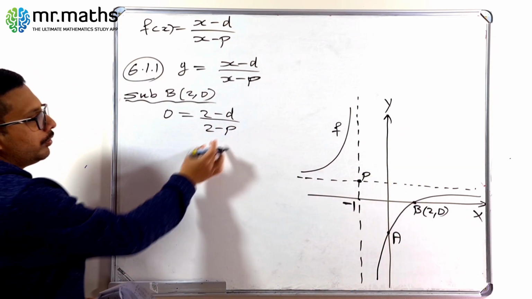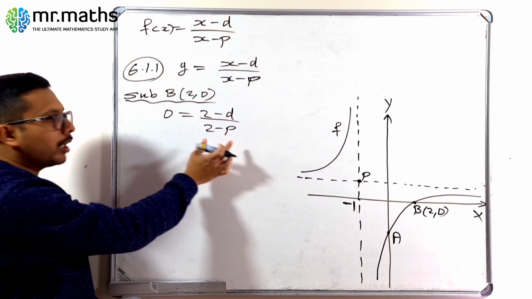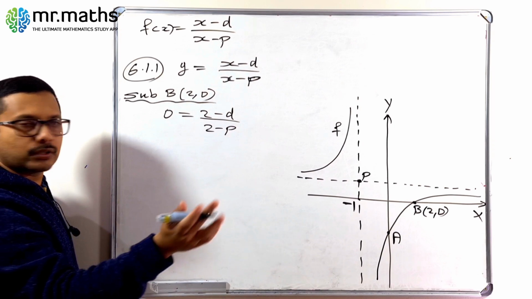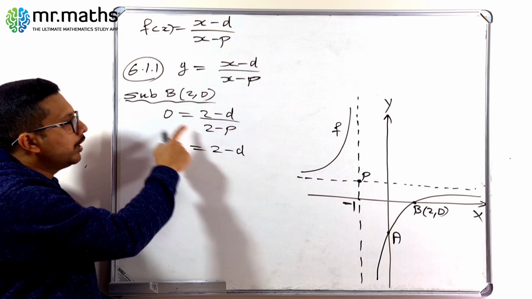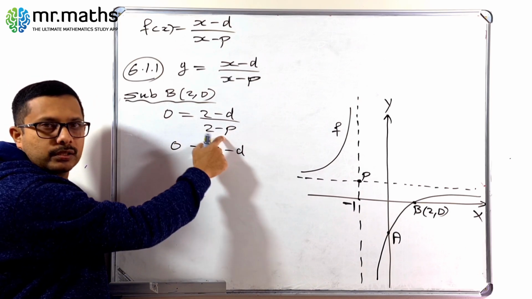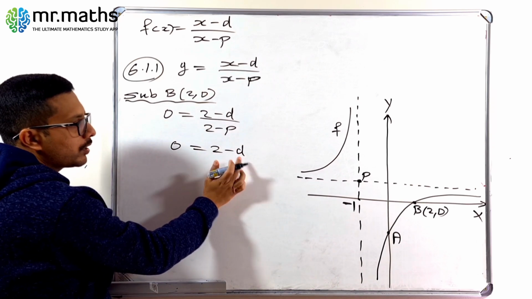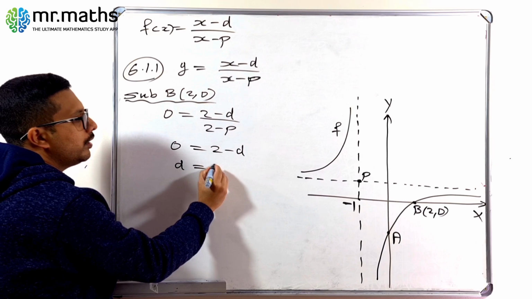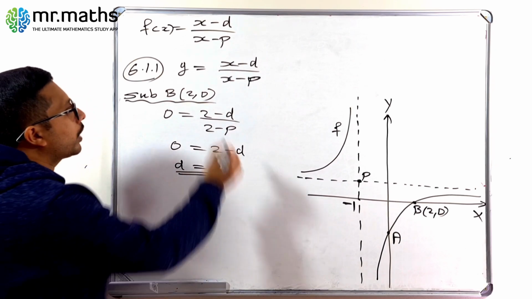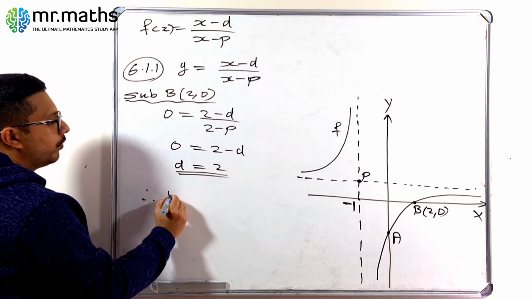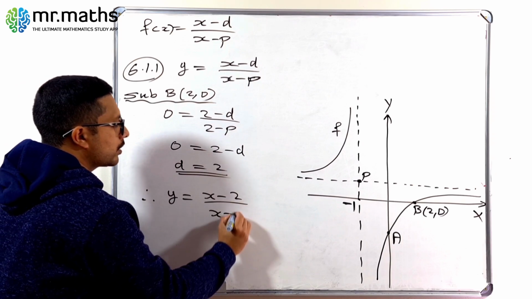Now if you cross multiply this one, this (2 minus p) times 0, what is that? 0 times anything is 0. That means that one is gone. Next step, 0 is equal to 2 minus d, because I cross multiplied this 0 with this (2 minus p). So 0 times (2 minus p) is 0. Take this minus d to this side. So it is positive d is equal to 2. So we got the value of d as 2. Now write that equation once more. Therefore y is equal to (x minus 2) divided by (x minus p).